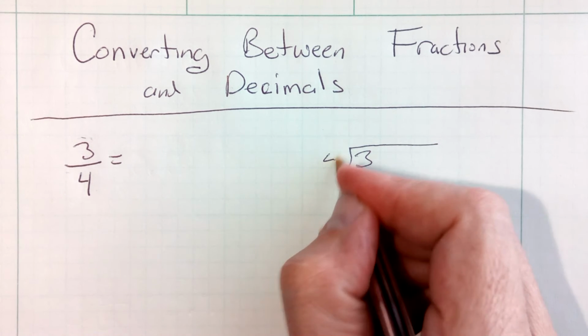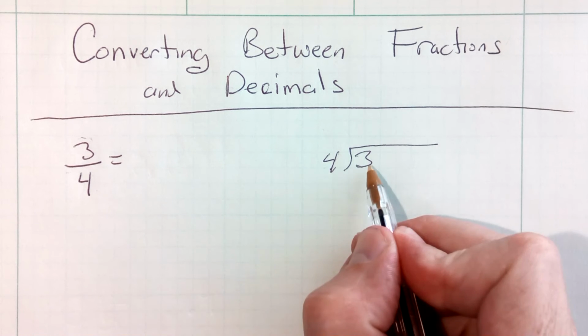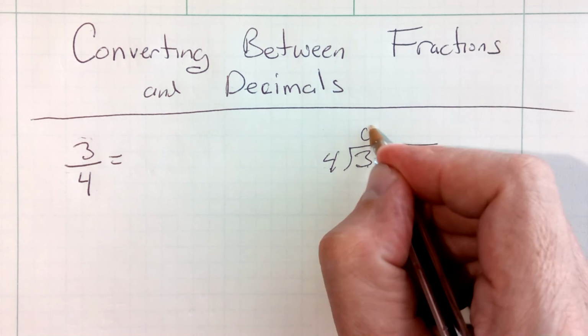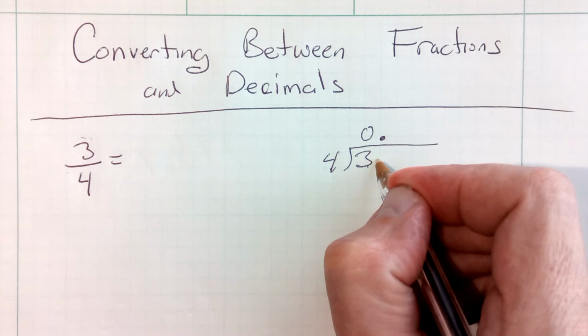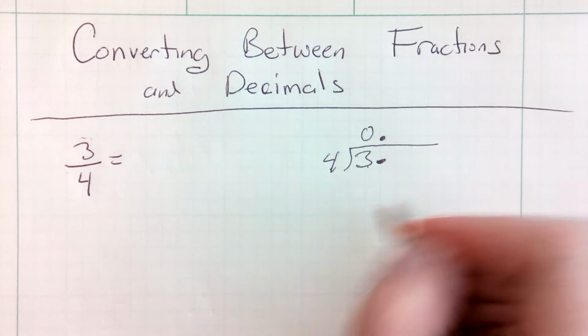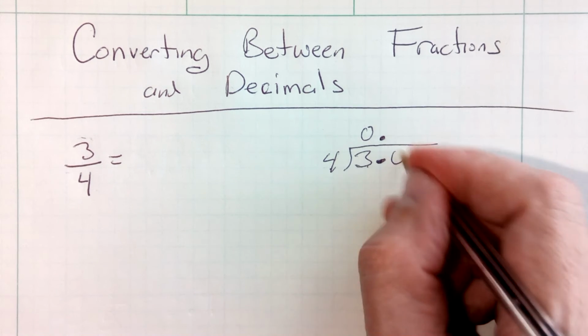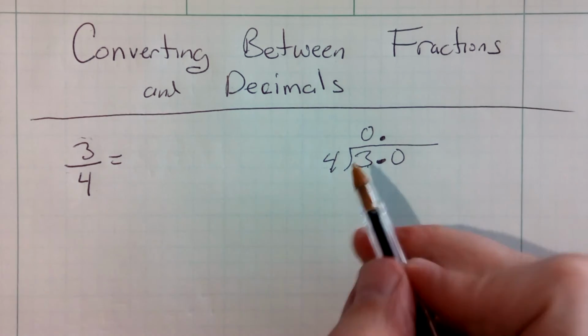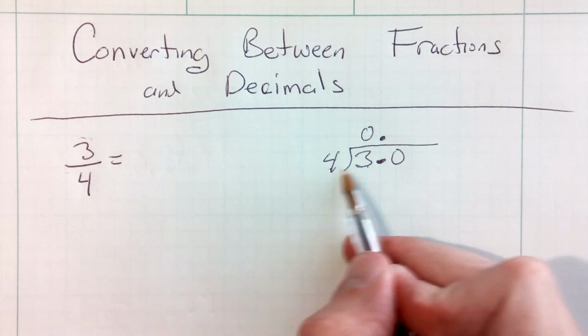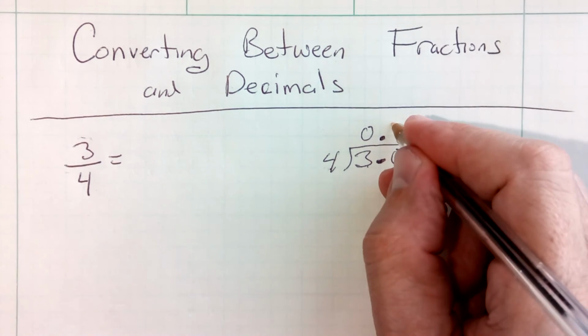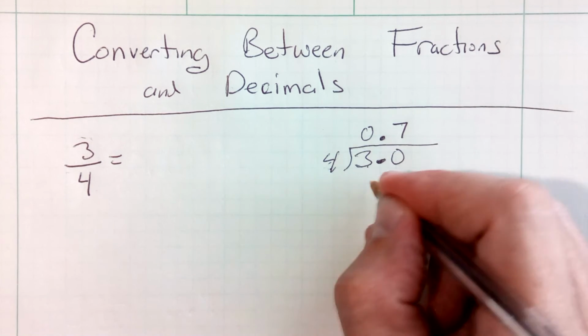4. Now, 4 doesn't go into 3, so we put a 0 here, and what I'm going to do now is place a decimal because we're going to go into the decimal places. So I put a 0 to the right, and I go, all right, 4 now does go into 30. 4 goes into 30 7 times. 7 times 4 is 28.